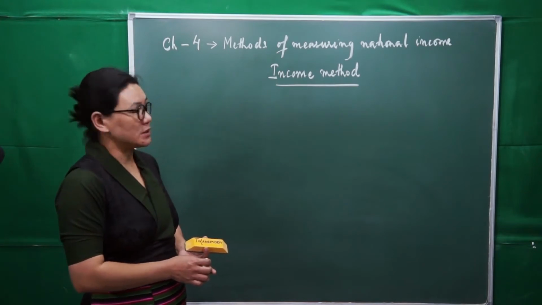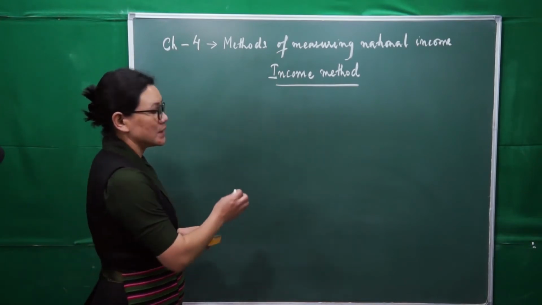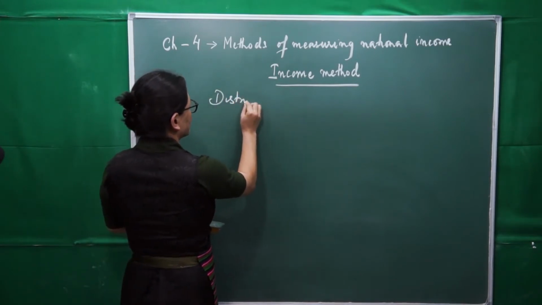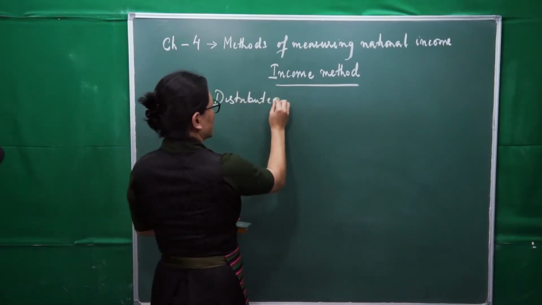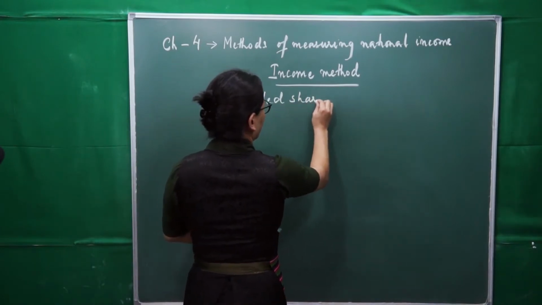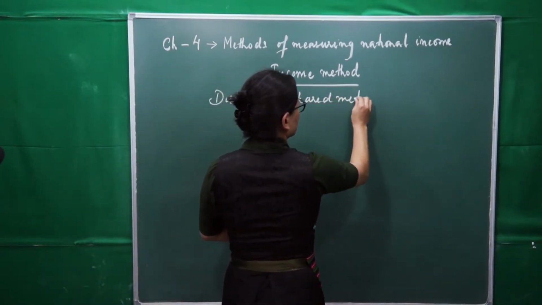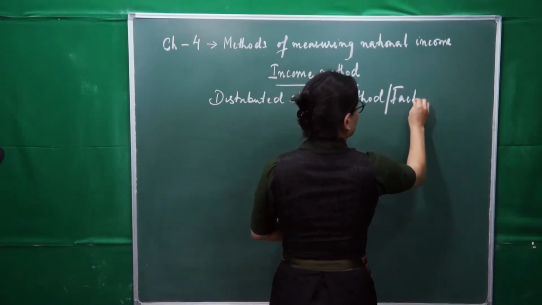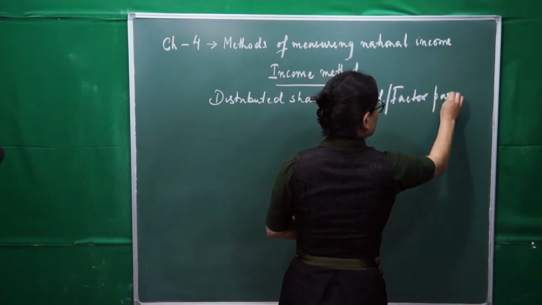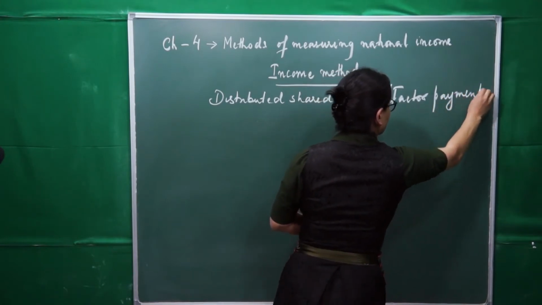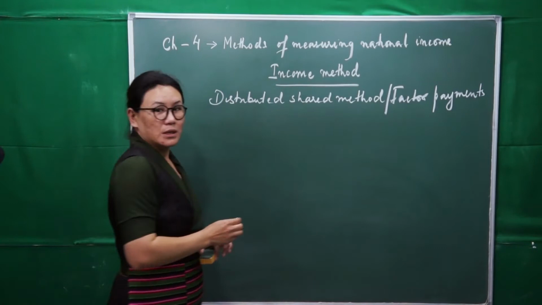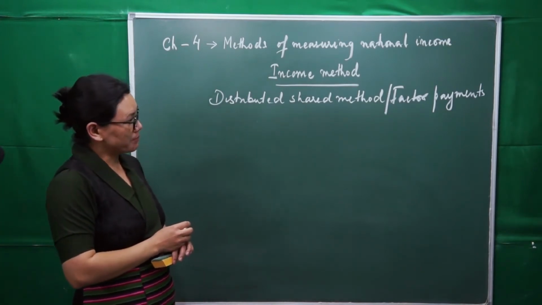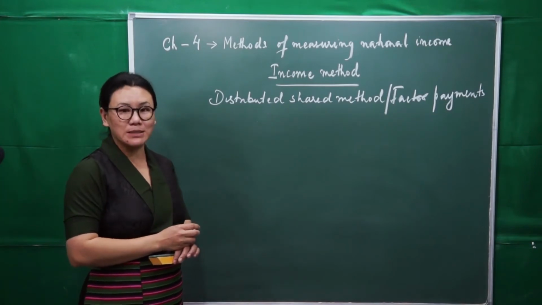So to begin with, this income method is also called the distributed share method, as well as the factor payments method. Okay, so the income method can also be called the distributed share method or the factor payments method.